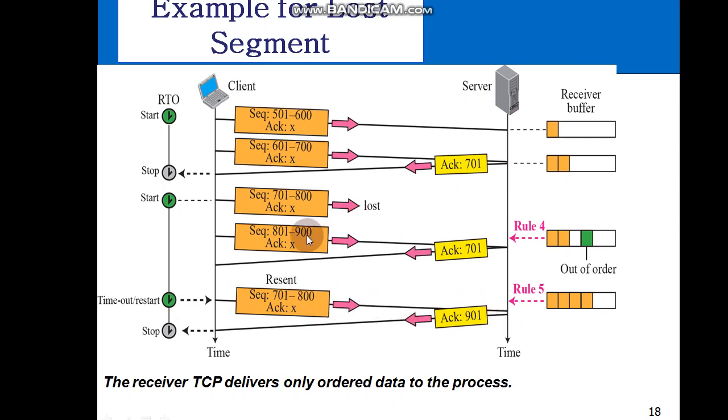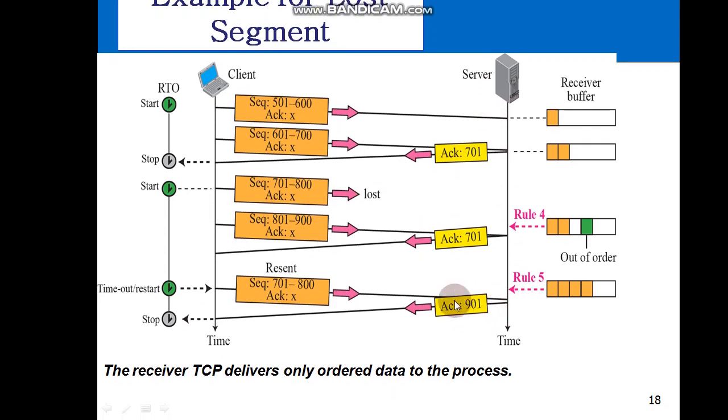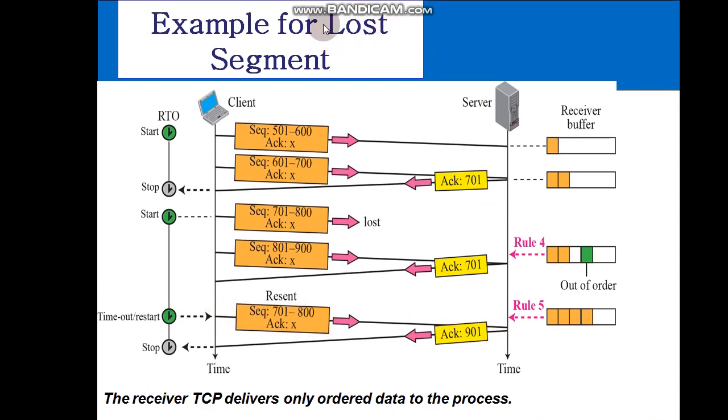Once it is received, because the server has already received the data up to 900, it will immediately initiate an acknowledgement of 901, and if the timer is restarted, then it will stop once it receives the 901. So here, because the data was lost, it waited for the timeout, and after the timeout it resent the data to the server. So this is what happens when a lost segment occurs in the whole scenario.